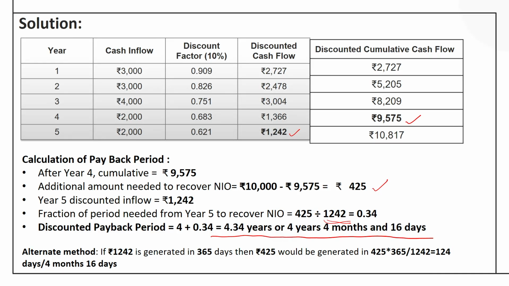There is an alternate method which is very simple to understand. If 1242 is generated in 365 days, then how many days will it require to generate 425? So, this way 425 multiplied by 365, that is the total number of days in a year, would be divided by 1242, that is the total cash flow generated in the 5th year. So, we get the answer as 124 days, and if you want to convert these days into years, months and days, we get 4 years, 4 months and 16 days.